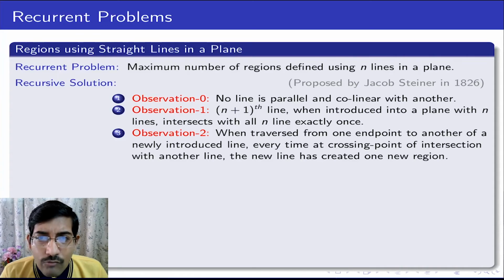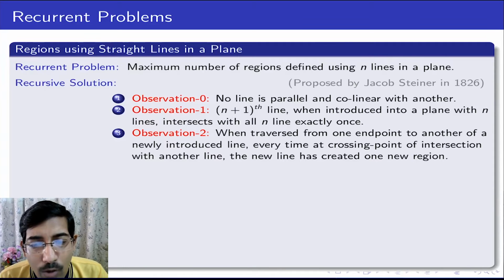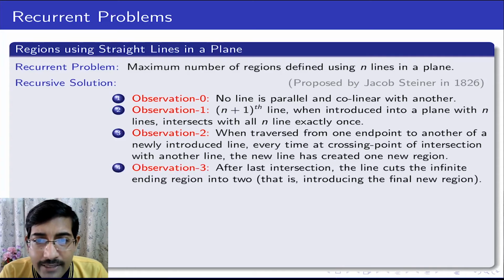That means, when the n plus 1th line goes to intersect with any of the lines, just before that, the region which was there is increased by one in number, because it just divides that region while it intersects and passes through. And finally, when it has the last intersection and goes out, then that infinite region after the last intersection also gets divided into two parts.